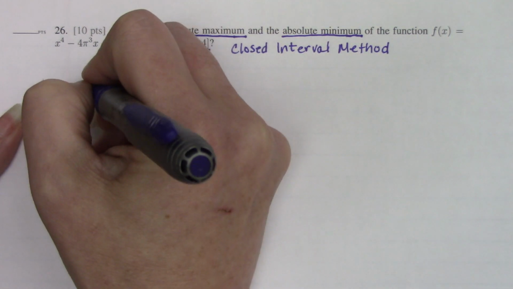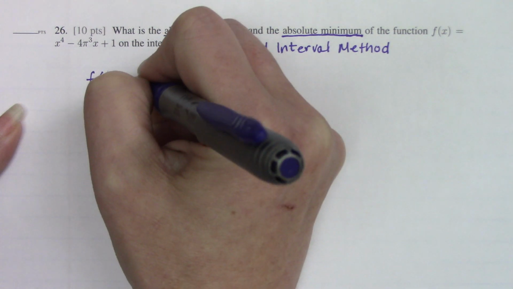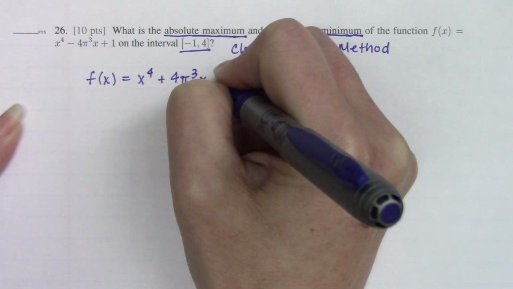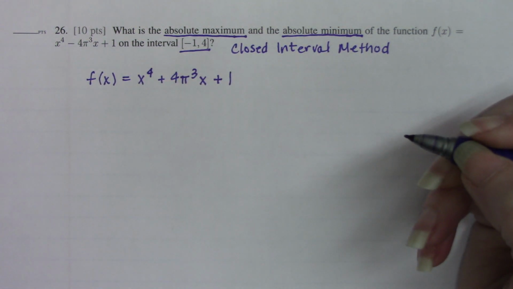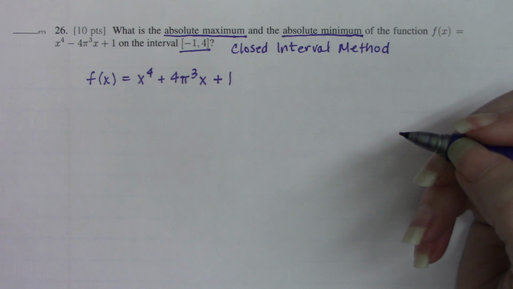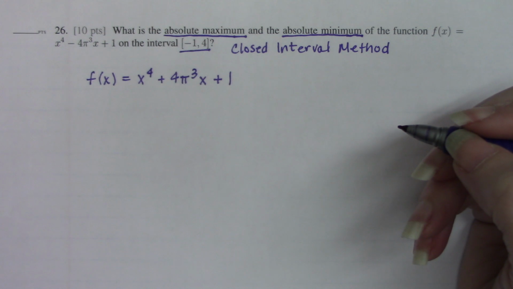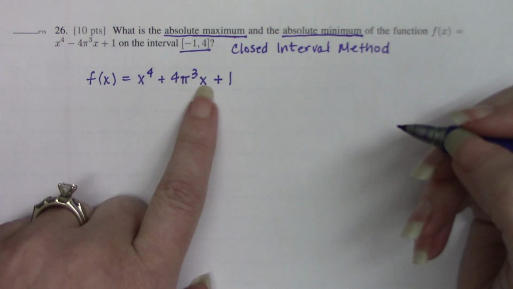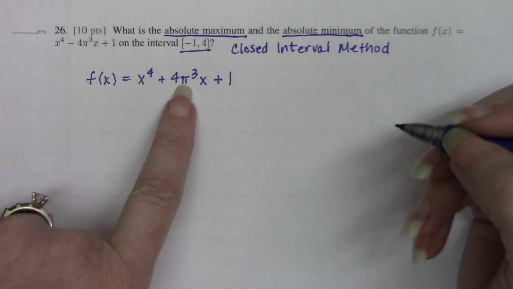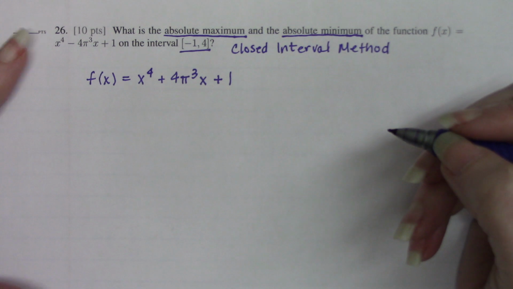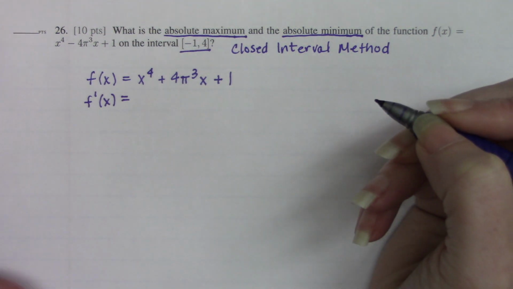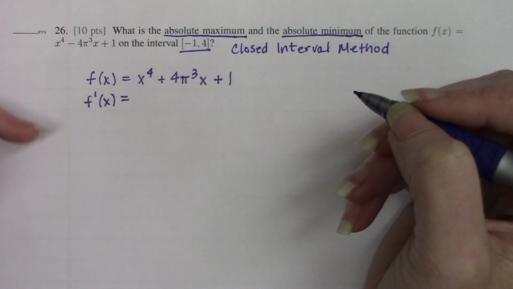So our function, I'm going to write this down again to give us a good starting point. So it's x to the fourth plus 4 pi cubed times x plus 1. Now, a really common thing that trips people up on exams is when pi and e are used as constants and don't have any variables attached to them. So pi is a number, okay? So we have to treat it like a constant for the purposes of taking the derivative. So 4 pi cubed is actually the coefficient of this term. So when you're taking the derivative, be careful and mindful of that. Otherwise it really messes up the algebra if you don't account for that properly.